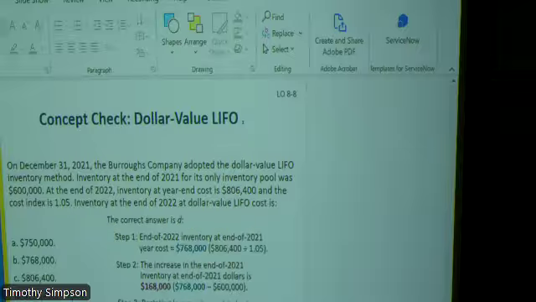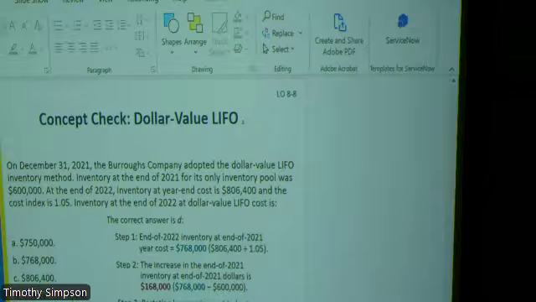So here's the solution. We're going to take this dollar figure, 806,400, which was the ending inventory, and divide it by 1.05. That gives us 768,000. And the increase is going to be 168,000. That is between 600,000, which is beginning inventory, and 768,000, which is ending inventory. We have $168,000, which we're then going to multiply by that multiplier, 1.05.